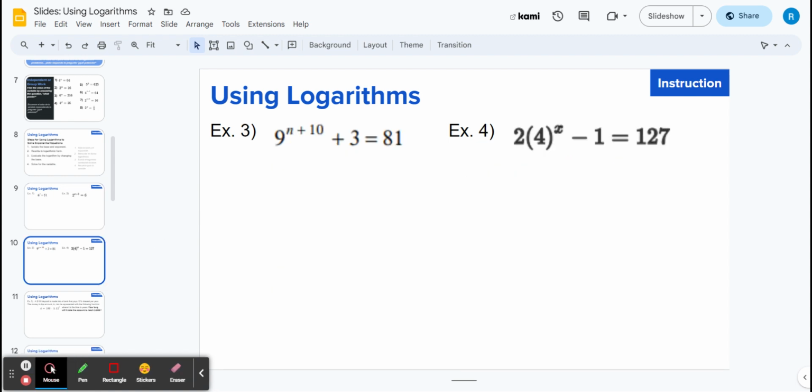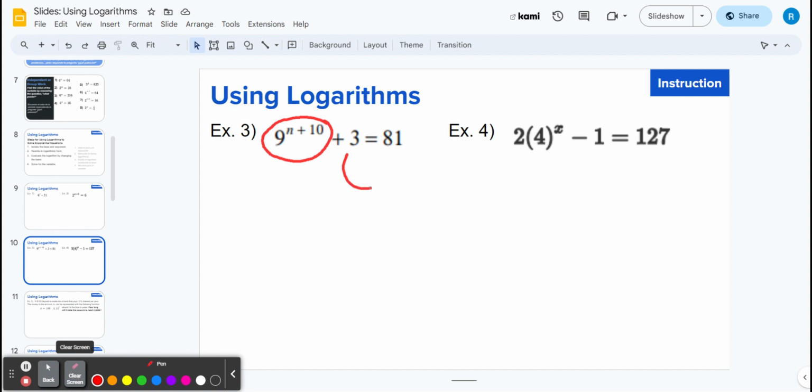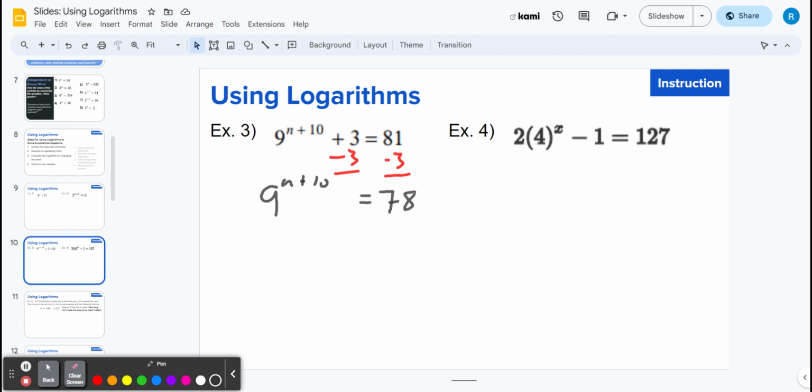Now, what we started seeing yesterday, but didn't dive fully into, was what happens when we have some other stuff going on, like this plus 3 that happens outside of our base and exponent. What we want to do is try to get all of this by itself and move that 3 over, so then we can rewrite in logarithmic form. So before we rewrite, let's subtract 3 from both sides, and we will get 9 to the n plus 10 equals 78.